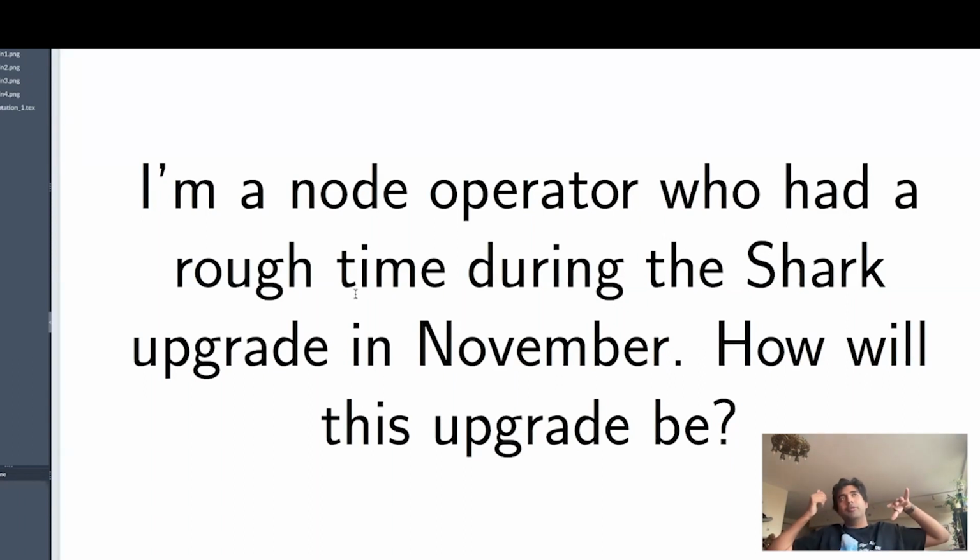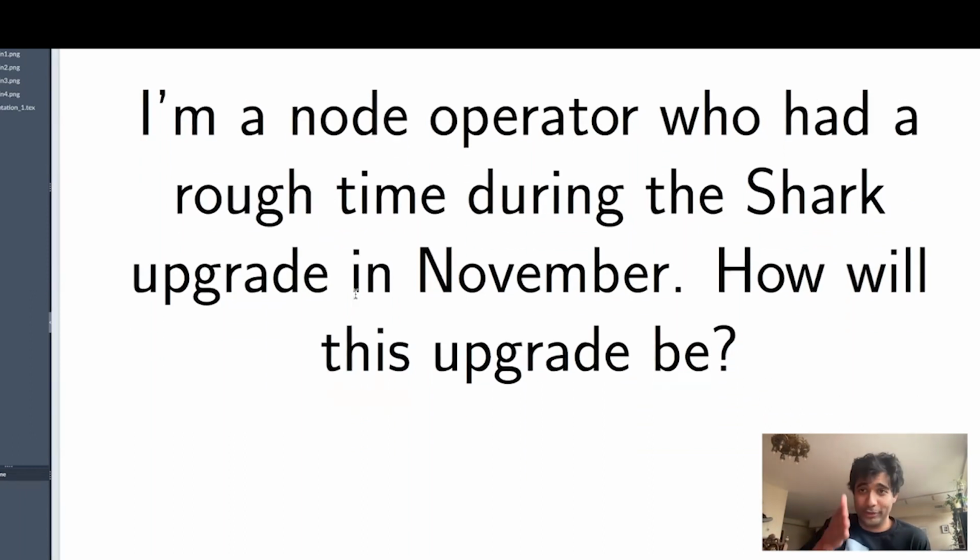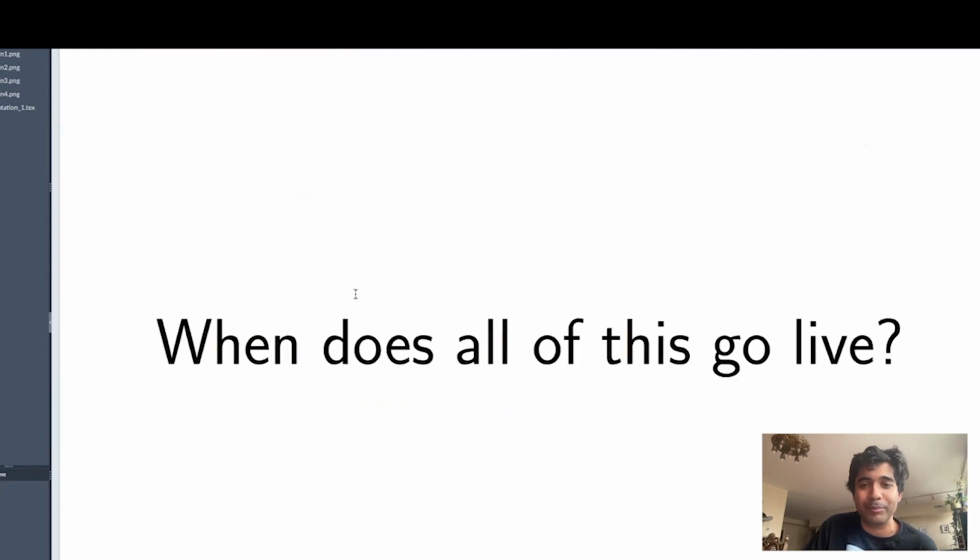The Shark upgrade back in November was far and away the most complicated migration we've ever done in Filecoin. This will be one of the easiest ones we've ever done. So we're expecting the migration to take less than a minute. We're not expecting any null tipsets. So you should be good, is essentially what I'm saying. No promises on future upgrades, but this particular one on March 14th should be okay.